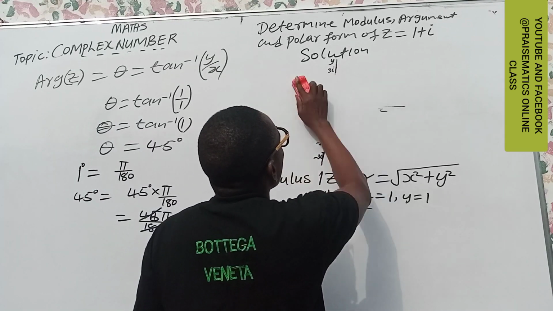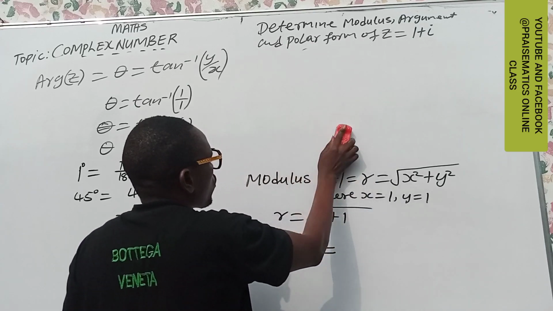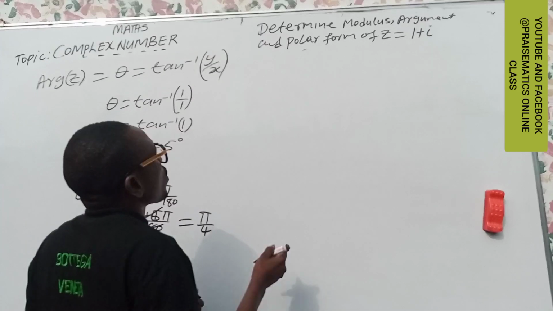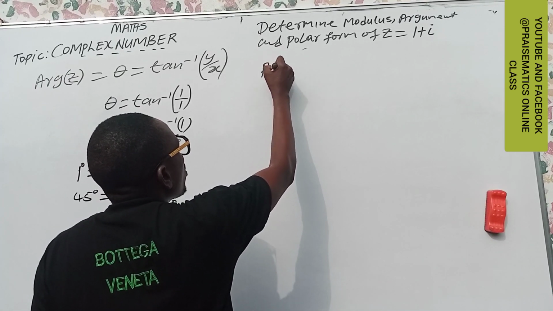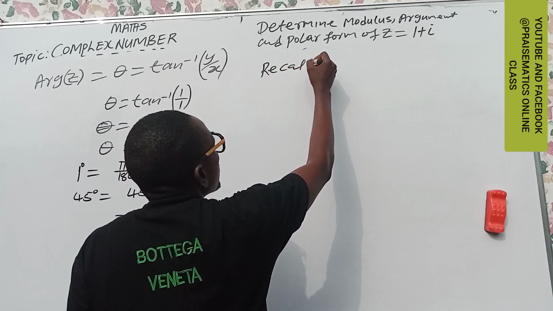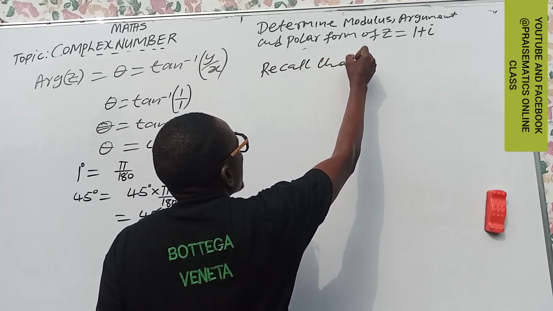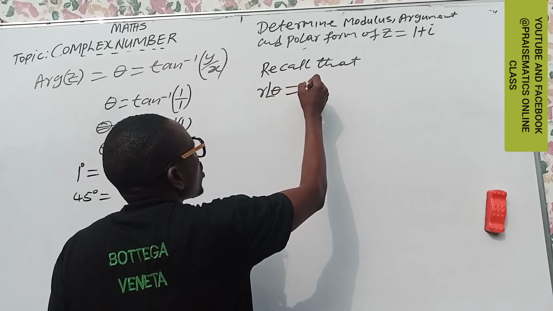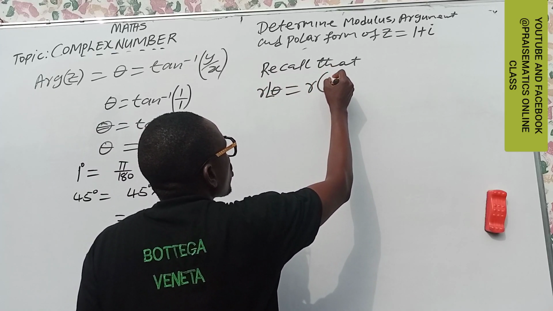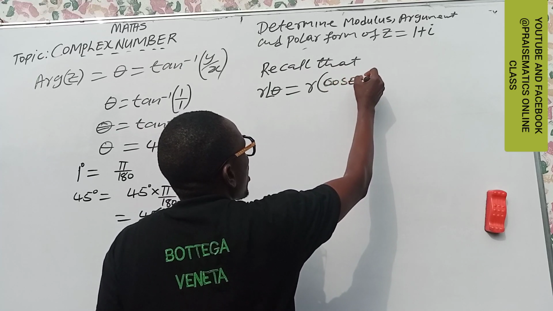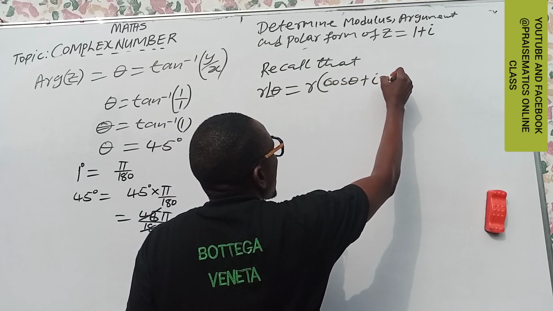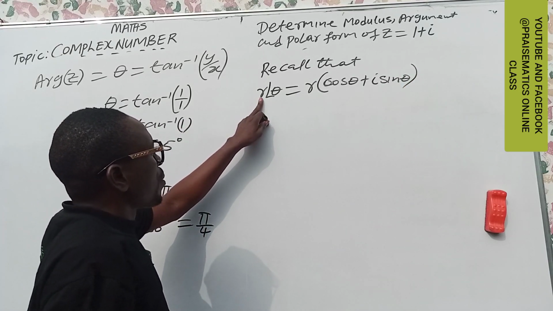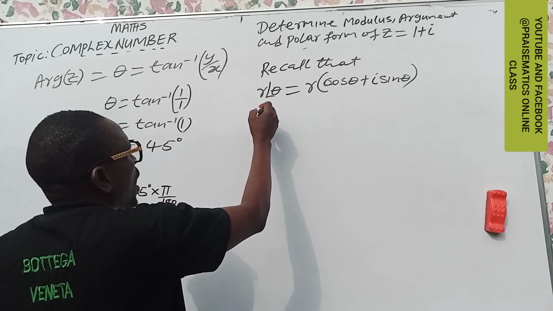Now we are going to solve for the polar form of the complex number. How do we solve the polar form? Recall that r theta is equal to r into cos theta plus i sine theta. You have already gotten your r and theta. So now what do we have to do?